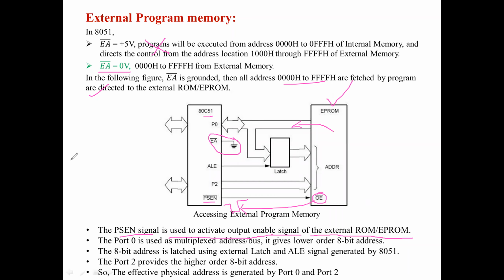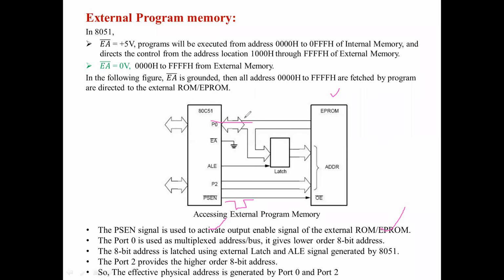If you execute the instruction, a simple example, MOVC A, and some address, then from this address the data will be moved to the accumulator. The C indicates the program memory. So the instruction will be like this. In that case, the controller will automatically supply 0 volts here. Initially it will be high, so it is set to 0 so that this IC is enabled.